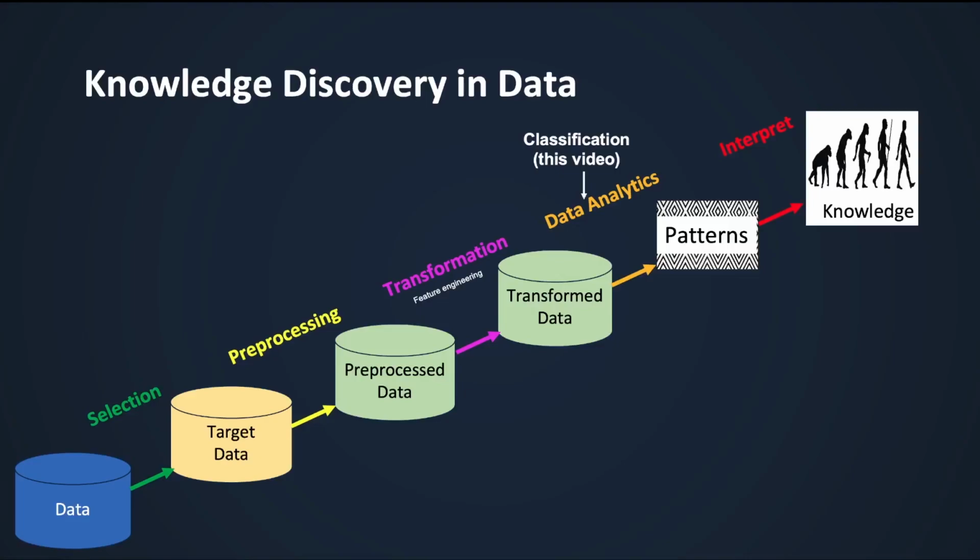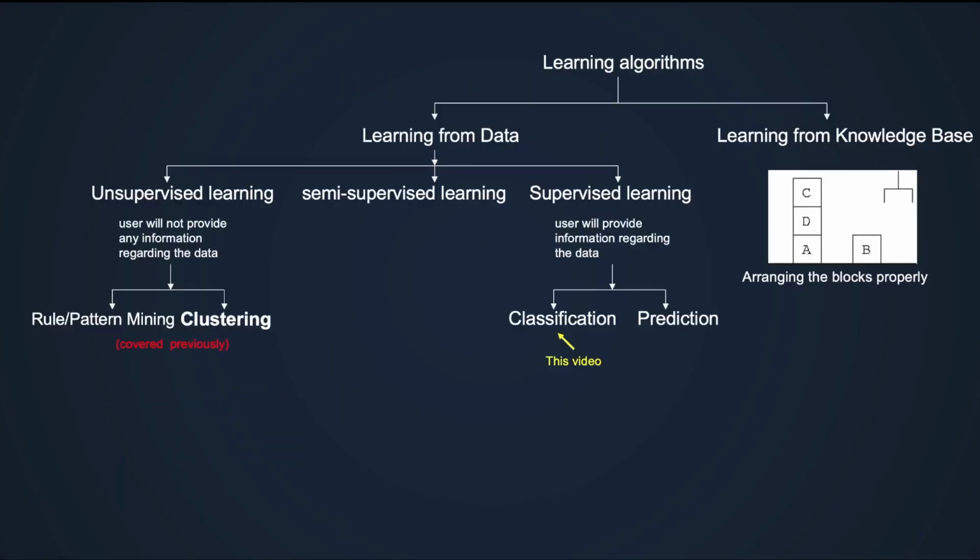In the KDD process, naive Bayesian classifier falls in the classification category which is under data analytics. Classification is an important supervised learning technique where the user will be providing the data along with metadata such as labels. The learning algorithm has to understand the relationship between the data and the metadata and build its model. Using that data, we try to further classify the unknown dataset.